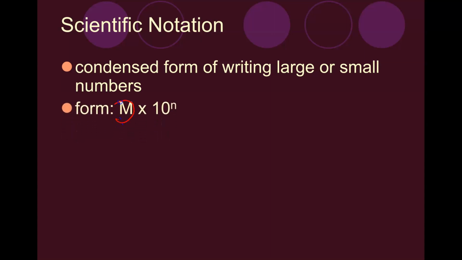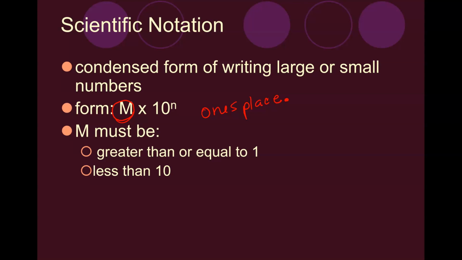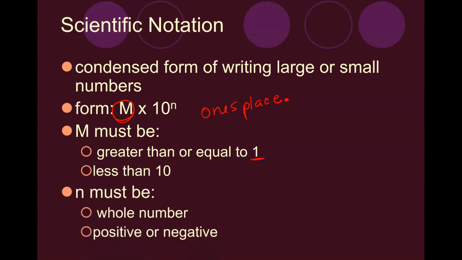The M is going to be a ones place, and then however many significant figures you need, times 10 to the whatever N needs to be. The only rule is that M has to be greater than or equal to 1, but less than 10. N must be a whole number. It can be positive or negative.